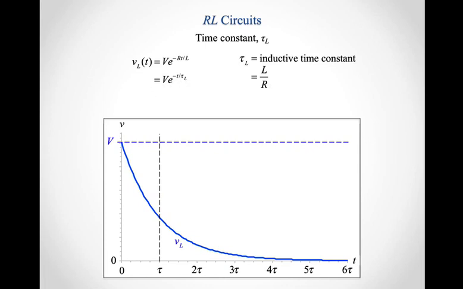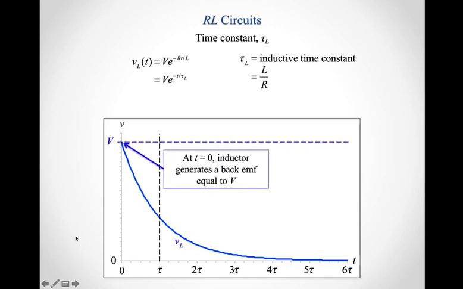The back EMF generated by the inductor as a function of time is going to be equal to the voltage of the battery times e to the minus t divided by this time constant. And again, that time constant gives me a third interesting point to look at when I think about graphing out the voltage across the inductor. So at t equals 0, the inductor is going to generate a back EMF that's equal to the battery.